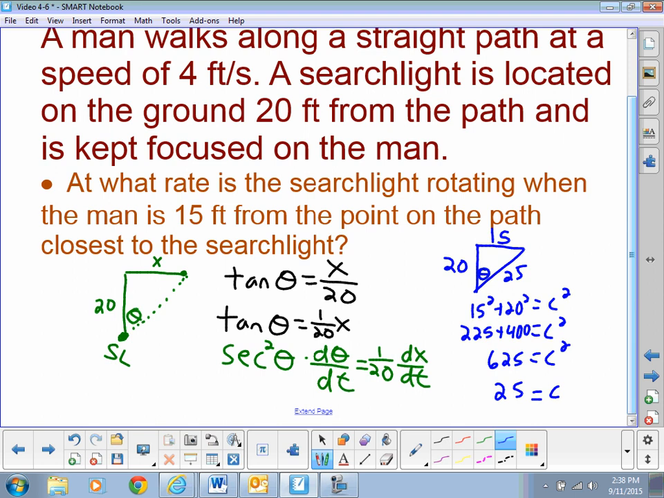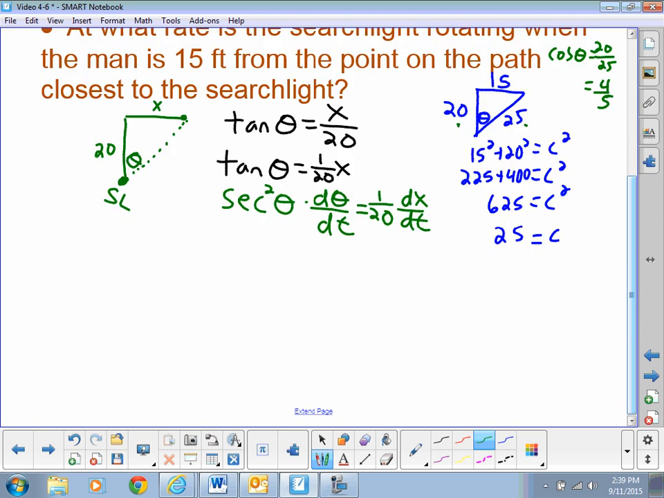We need to do our secant value squared. Well, secant is the flip of cosine. Our adjacent is 20. Our hypotenuse is 25. So we know that cos of theta is 20 over 25, which is just 4/5. So that means secant is just going to be the reciprocal of that. So secant will be 5/4. So we're going to have 5/4 squared times d theta dt, which we don't plug in for because that's what we're trying to solve. We've got 1/20th.